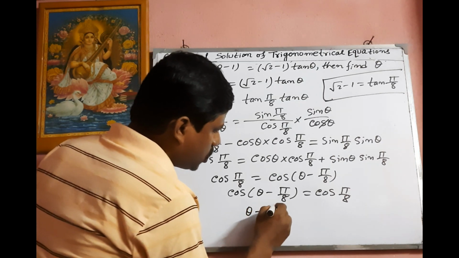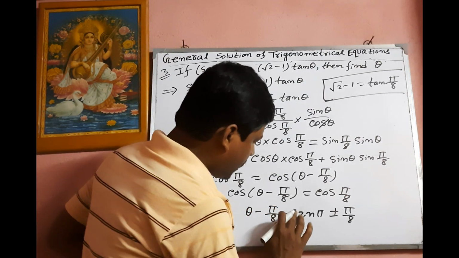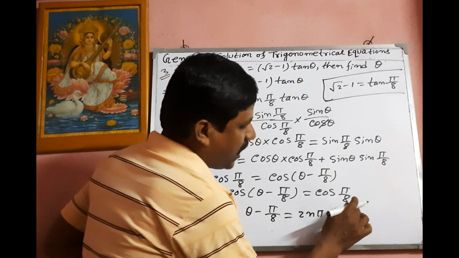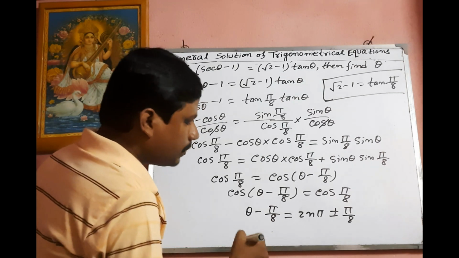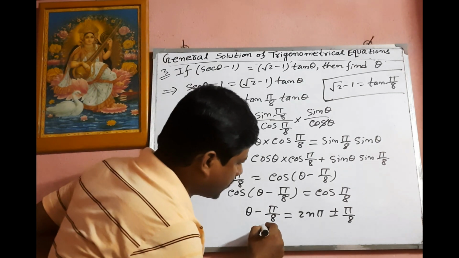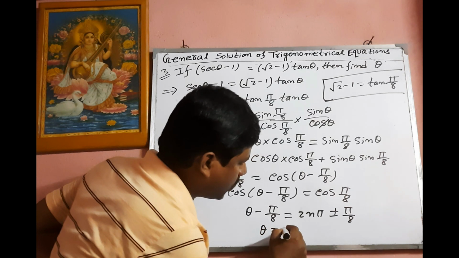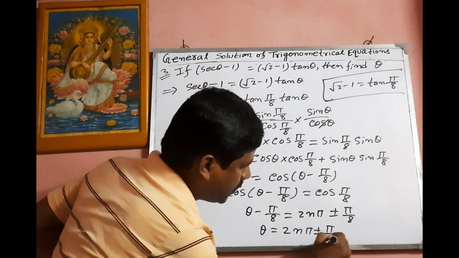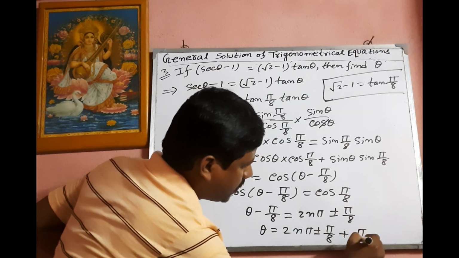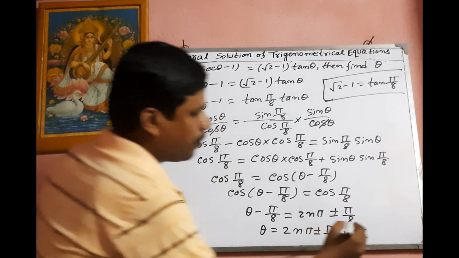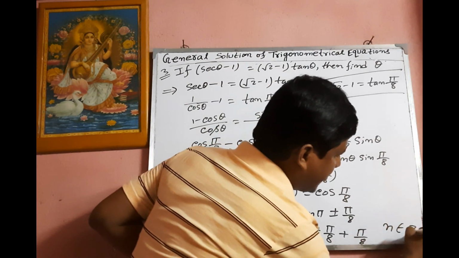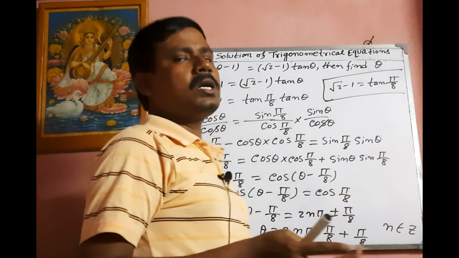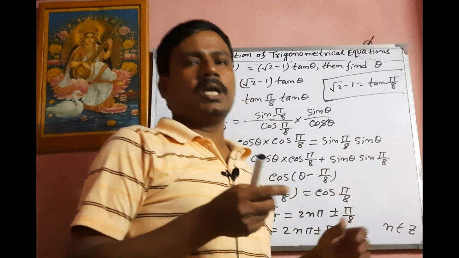That is, theta minus pi by 8 is equal to 2n pi plus or minus pi by 8. So if we simplify it, then we get theta is equal to 2n pi plus or minus pi by 8 plus pi by 8, where n belongs to Z, that is the integers. So this is the completion of the third and the last example of the day.